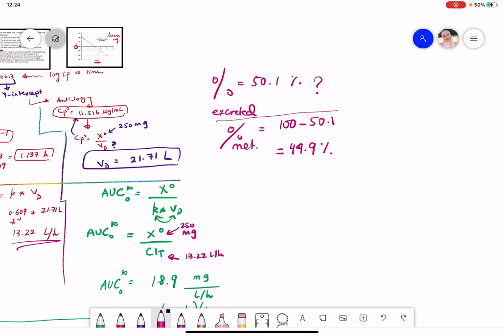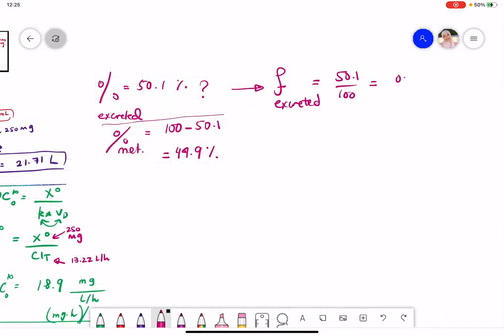Can we determine the fraction? Yes, which would be equal to 50.1 over 100, which will be equal to 0.501 for the drug excreted, and the fraction metabolized will be equal to 49.9 over 100. Both of them should add up to 1 for sure, because we are talking about fractions, and they are parts of the total, which is 1.